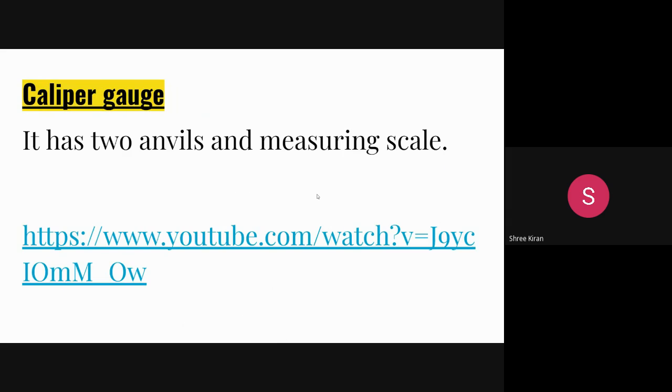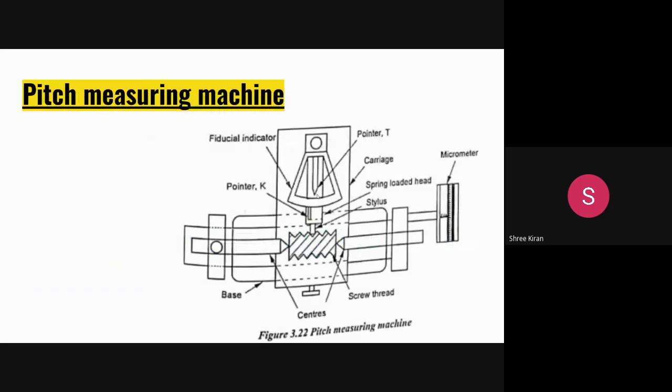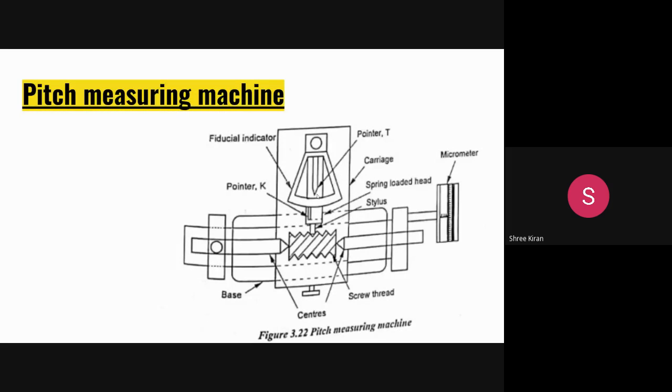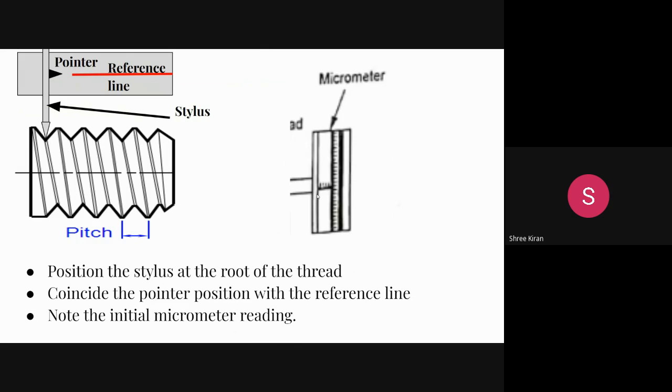I am just noting down that these are extra contents with respect to our measurement of threads. Here we have a pitch measuring machine. You can see the pitch and the stylus. The stylus is positioned at the root of the thread, which coincides the pointer position with the reference line. So you will have a basic idea.